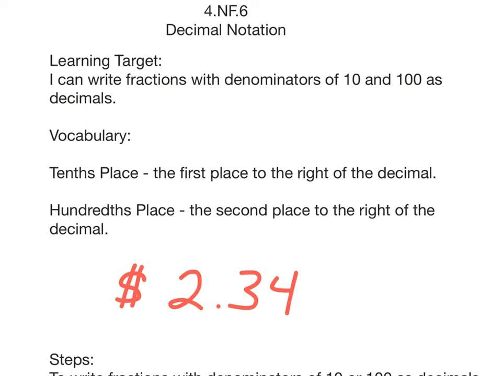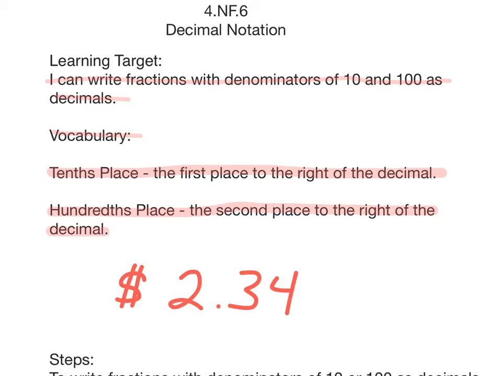Decimal notation. After today's lesson, you should be able to write fractions with denominators of 10 and 100 as decimals. So our vocabulary words today are tenths place, that's the first place to the right of the decimal, and hundredths place, that's the second place to the right of the decimal.